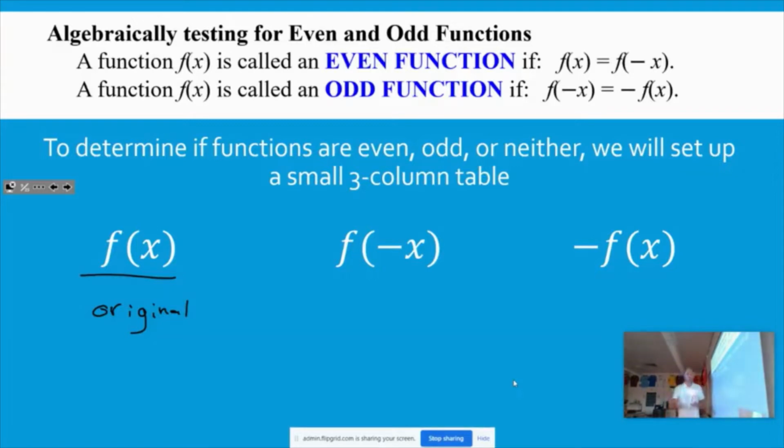The way we're going to set this up is in a pretty simple 3-column table. The first column is the easiest. f of x is the original function. You leave it as is, the function as it was given. The middle column is f of negative x. So what we're going to do in this middle column is plug in negative x into our function and simplify. Okay? So I'm going to say plug in negative x and simplify.